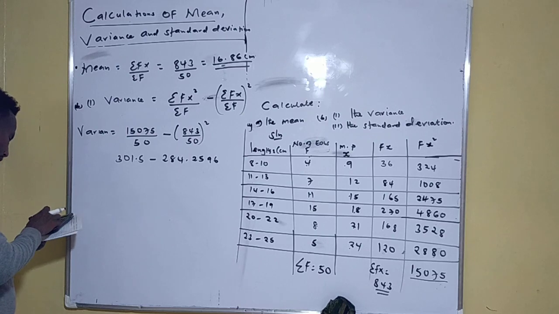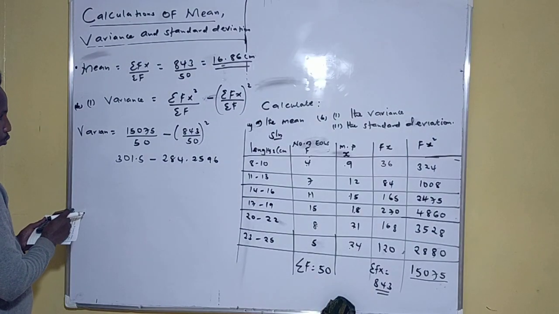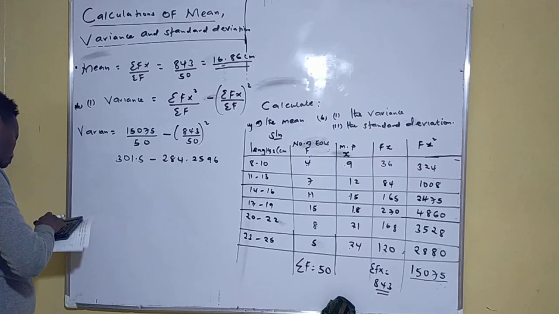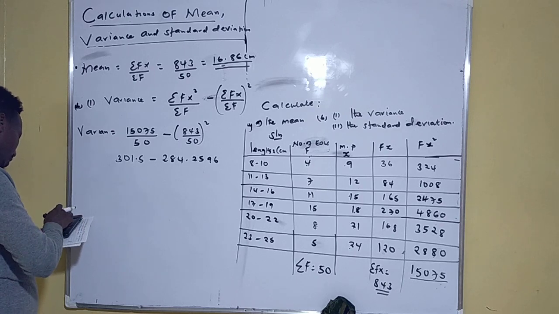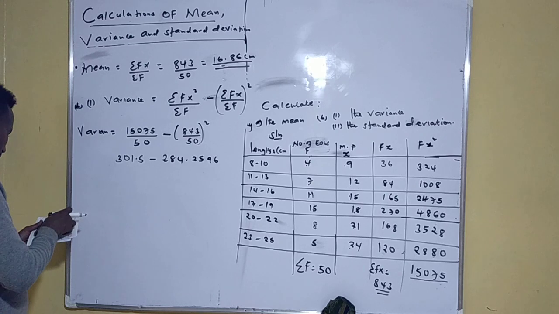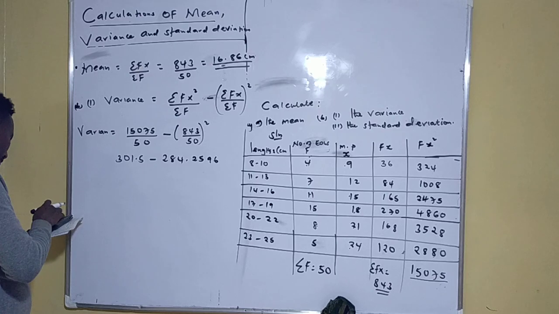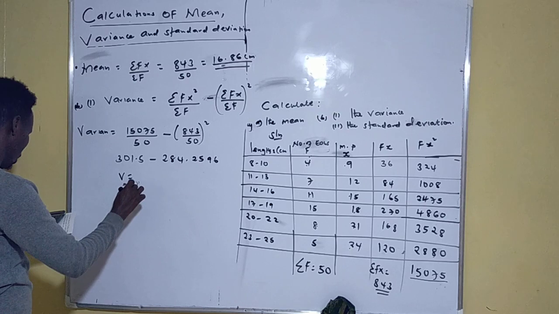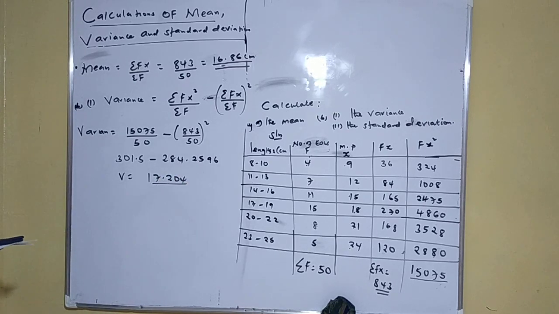So we take 301.5 minus our last answer. That will give us, let me go back once more, 843 divided by 50, squared now. Yeah, exactly. So we have 301.5 minus the final answer, so our variance is equal to 17.204. That is the final answer for variance.